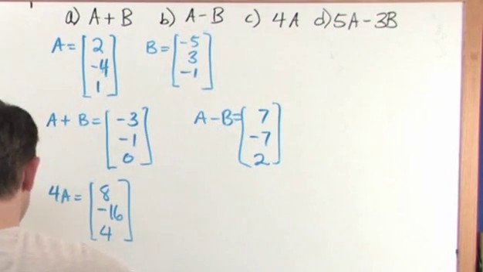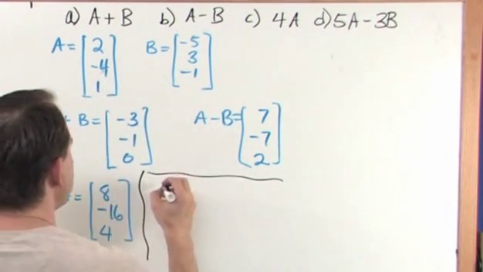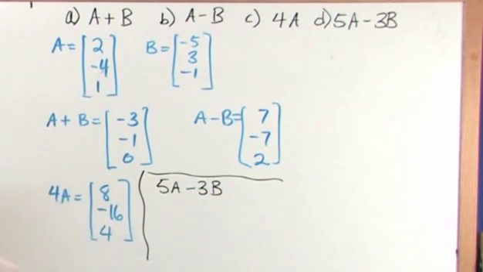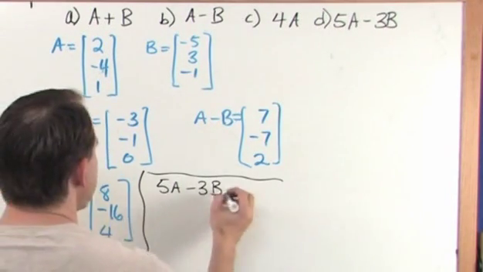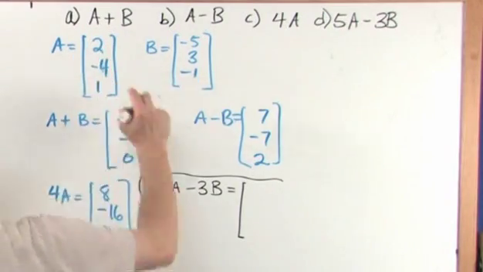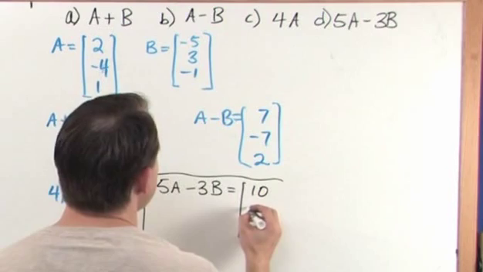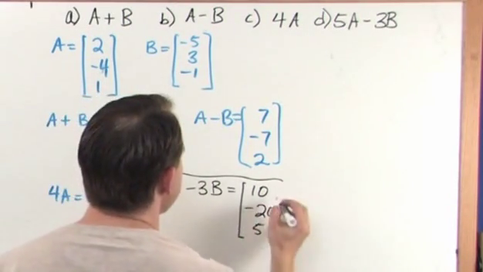And if you wanted to, let me switch colors to make it a little bit easier to read. If you wanted to do 5A minus 3B, same thing. You do your scalar multiplication first, and then you do the subtraction. So what would 5A be? 5 times every element in A. 5 times 2 gives me 10. 5 times negative 4 gives me negative 20. 5 times 1 gives me 5.